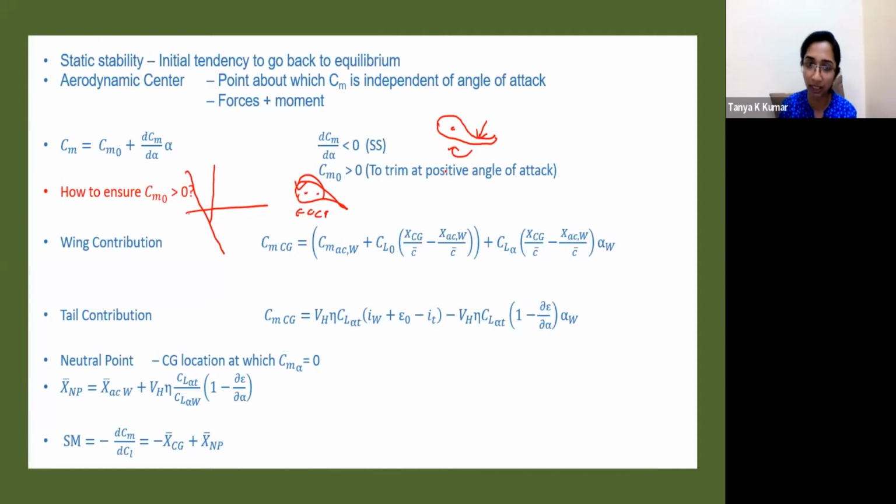These are the 2 points that I could find out. If anybody can come up with anything else, let me know. Okay, moving ahead. The contribution towards Cm, towards pitching moment by wing and tail are given here.